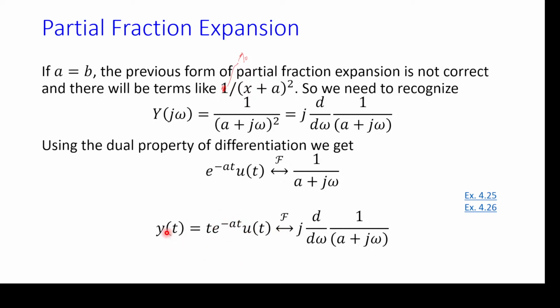Okay, and obviously you can do this more times, and you will get 1 over a plus j omega to a higher power, and you can get its Fourier transform like this, and basically you will get t to some power here. Okay. So any question about this partial fraction expansion technique?